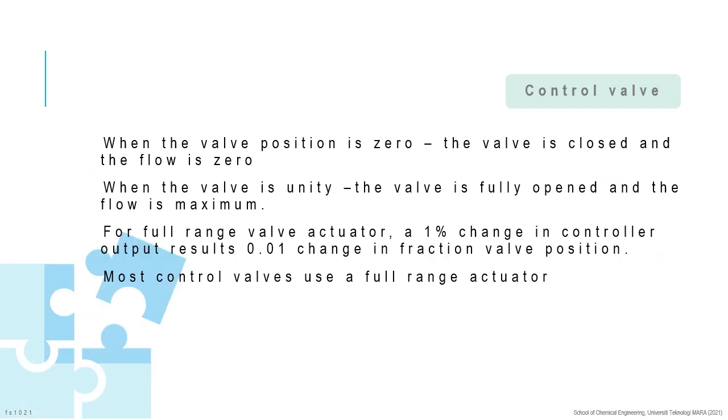As mentioned earlier, the valve position is usually expressed as a fraction that varies between 0 and unity. When the valve position is 0, the valve is closed and the flow is 0. On the other hand, when the valve position is unity, the valve is fully open and the flow is maximum. For a full range valve actuator, a 1% change in control output results in 0.01 change in fraction valve position. Most control valves use a full range actuator.